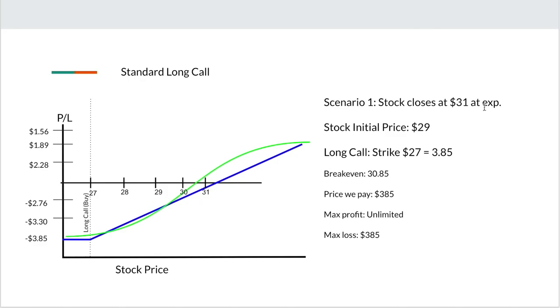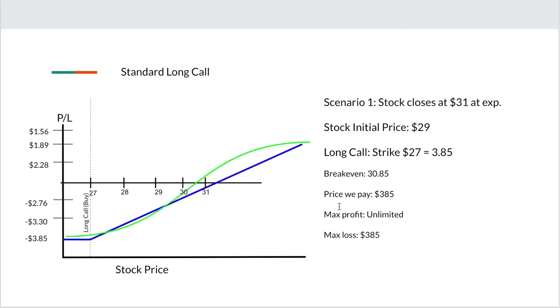So say the stock doesn't close at 31. Let's say that we still have a while from expiration. You have an unlimited max profit as long as the stock keeps going up. However, your max loss, if the stock closes anywhere below $30.85, your max loss is going to incur and you're going to lose $385.